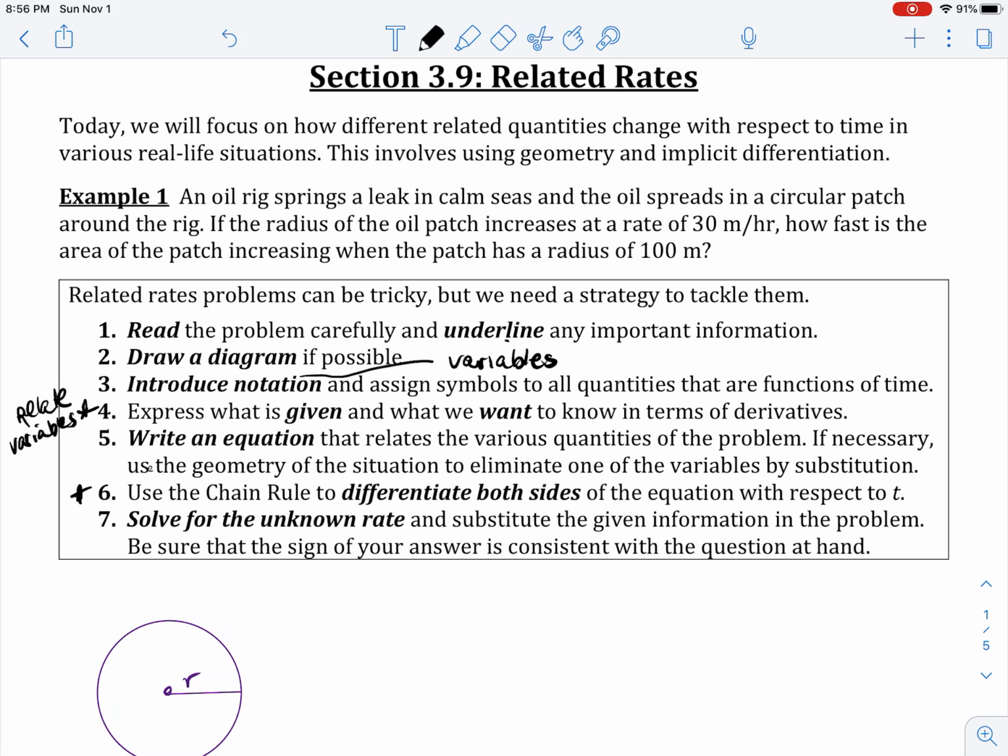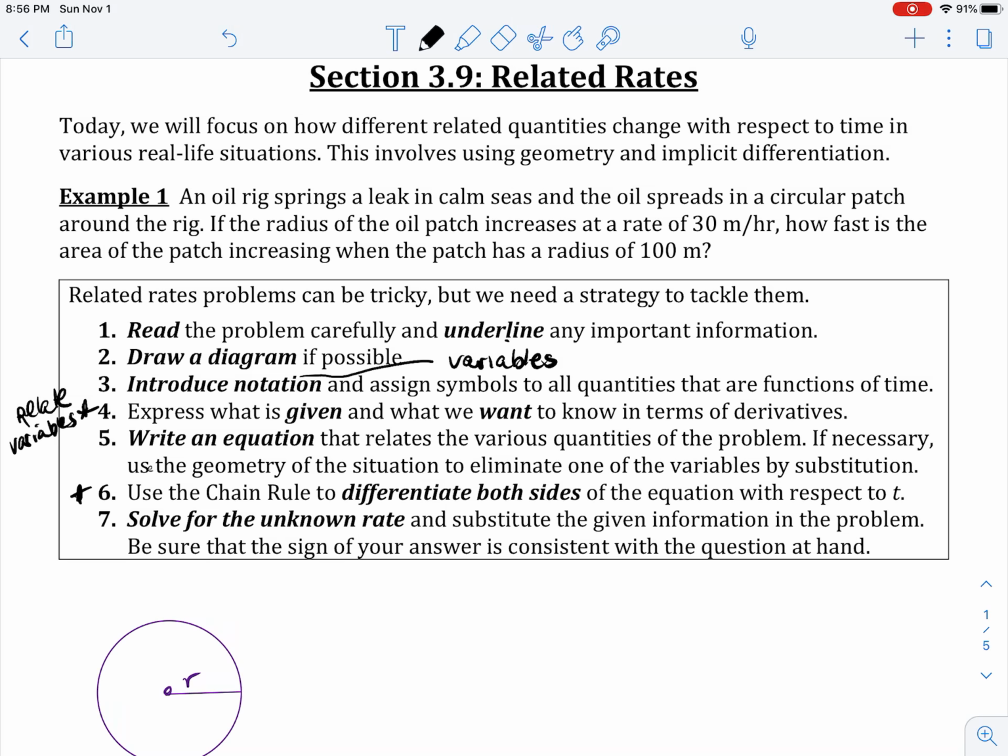In step 6, you're going to want to use implicit differentiation on every single variable in your equation because they're all implicitly defined as functions of t, usually. So you want to differentiate using implicit differentiation and the chain rule with respect to t. And then at the very end, after you have taken the derivative, just like with instant rates of change problems, that's when you substitute the values that you're given.